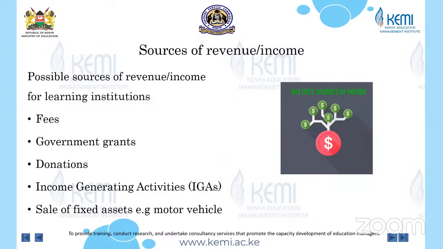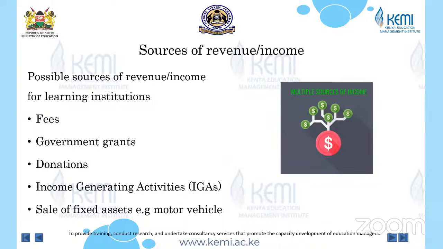Again, you have talked about the government grants that you get from the Ministry of Education. Others even give donations from NGOs and other sources. Then others have talked about income generating activities, hire of school buses, for example, school van, school farms, and also hire of school grounds. All these could be sources of income. If you have a good hall, you could hire it out for a fee. If you have a bus, you could hire it for a fee to the community. So this could help you generate income.